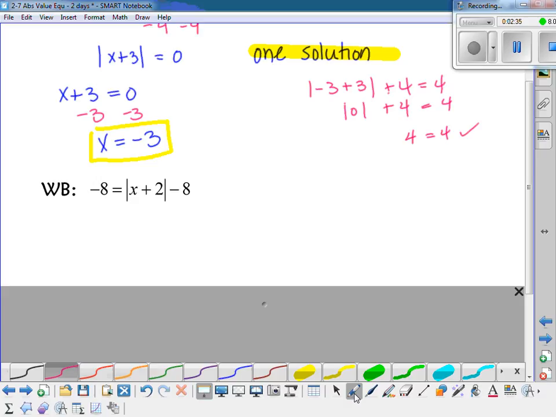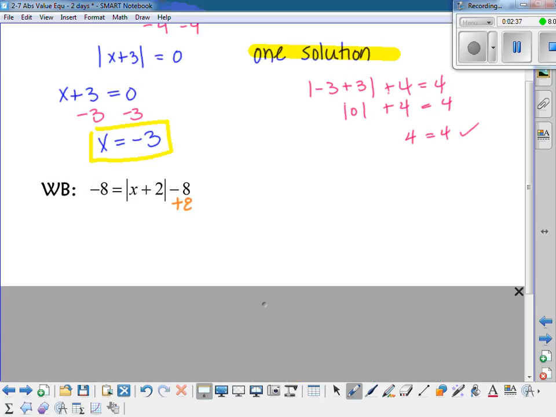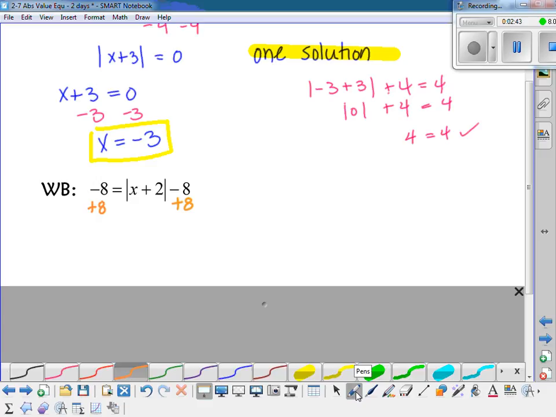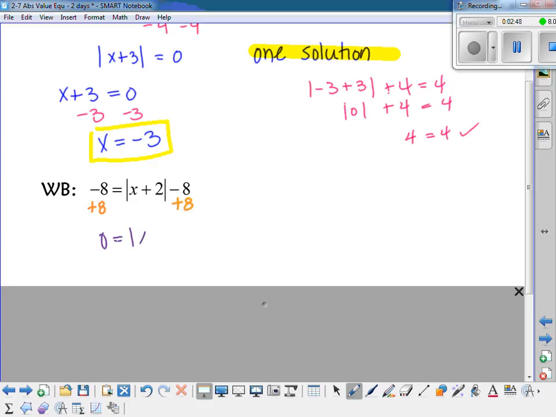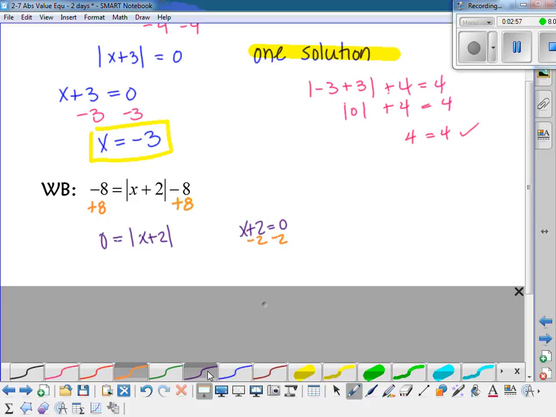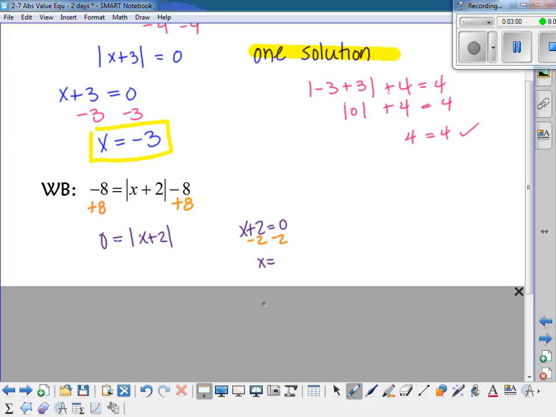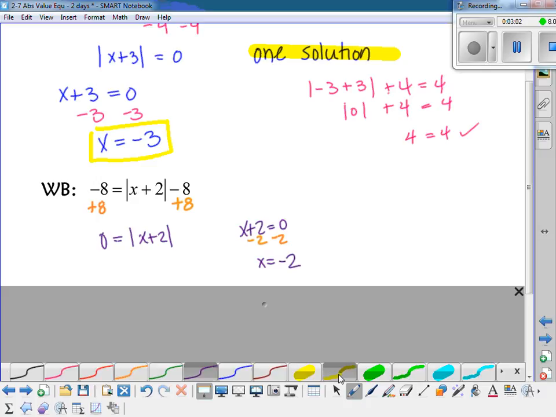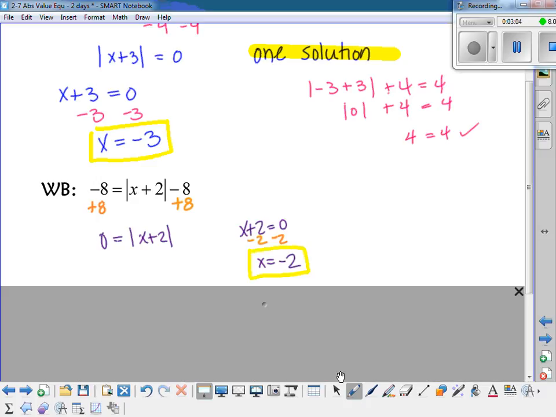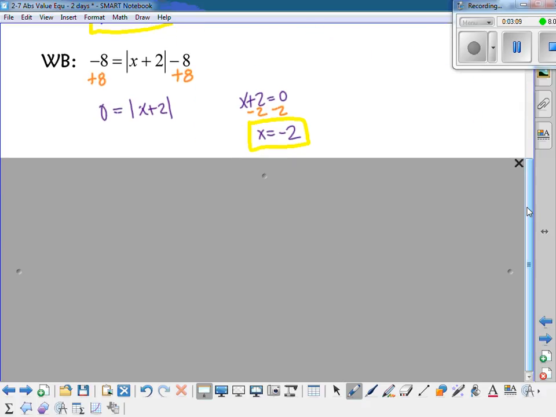Okay, so for this example, you had to add 8 to both sides to isolate the absolute value expression. And when you do that, we get 0 is equal to the absolute value of x plus 2. So that means that x plus 2 would have to equal 0, and we subtract 2 from both sides. And so we get that x is equal to negative 2. So hopefully that's what most of you got on your whiteboards. All right, so this next one is for your notes.